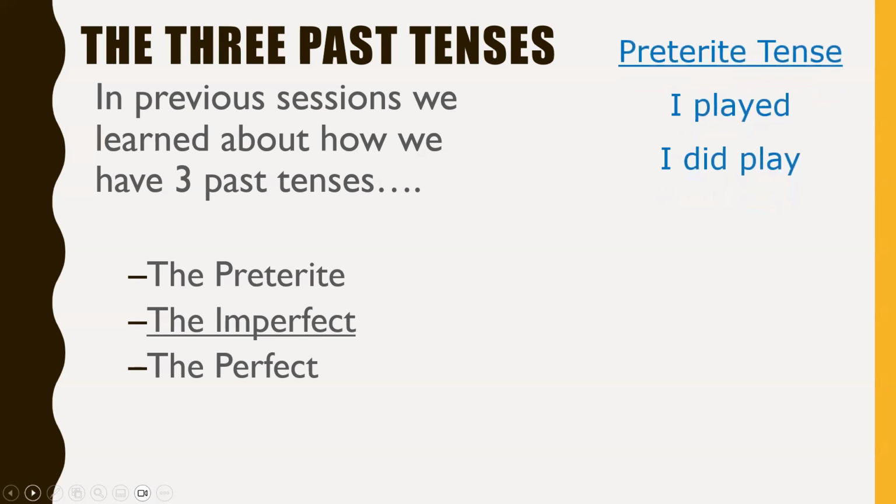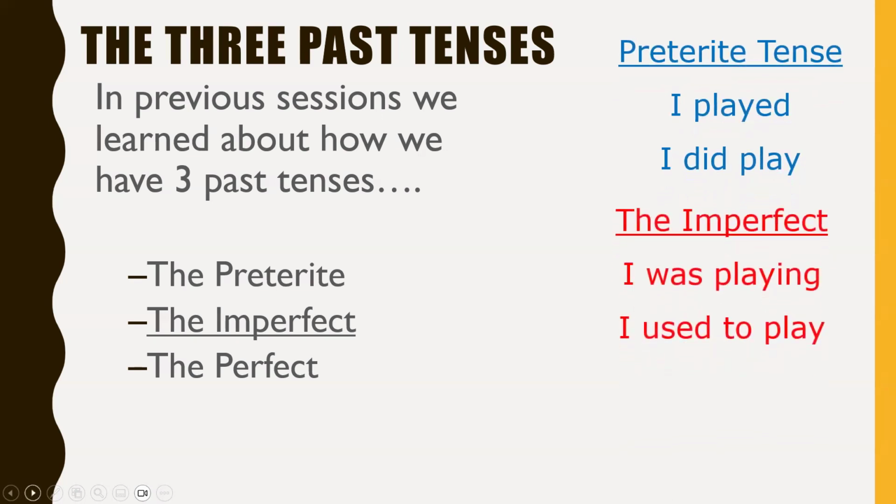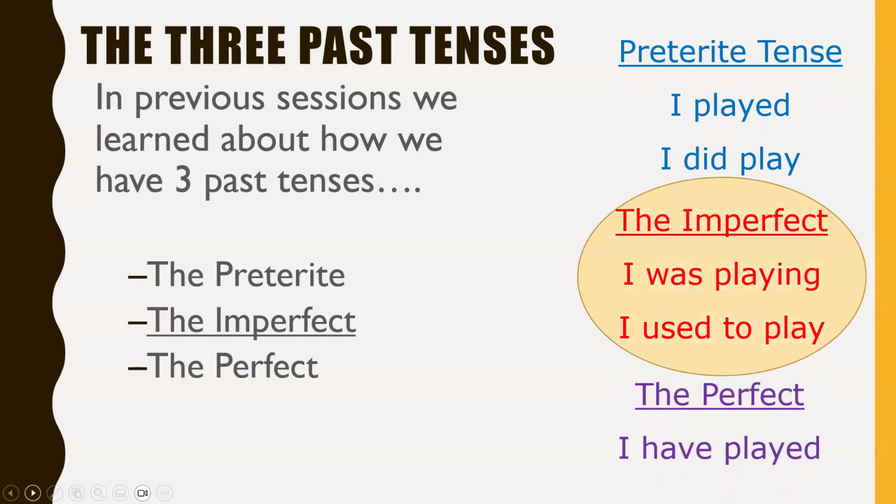The preterite we've checked in another slide. Here's the imperfect that we're going to check out today, and the perfect. So take a little moment, if you aren't familiar with these expressions, to study the differences between the preterite, imperfect, and the perfect using the examples. The preterite, I played, I did play. The imperfect, I was playing or I used to play. And the perfect, I have played. So obviously we're looking at the imperfect today, and there are other videos where you can explore the preterite and the perfect as well, if you'd like to do a bit more grammar after this one.